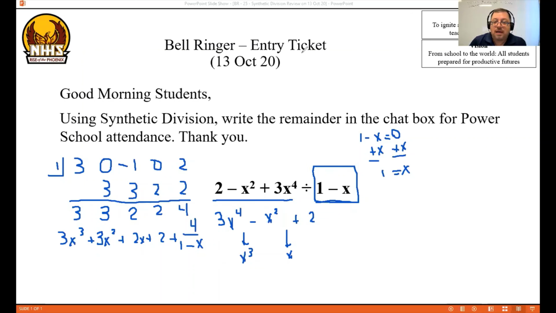And the answer that I asked from you was simply, what is the remainder? So I was looking for 4 as the answer. So that's how we do synthetic division when doing these. So I want you to get used to that. Are there any questions on that?